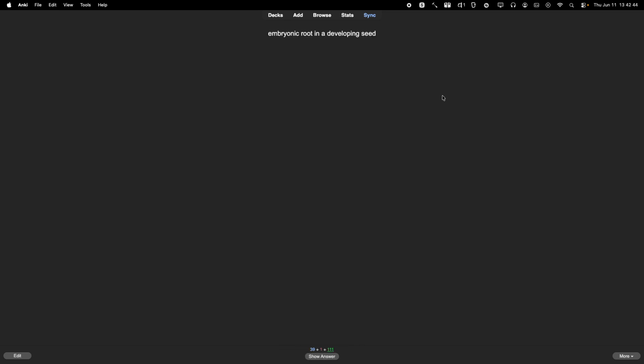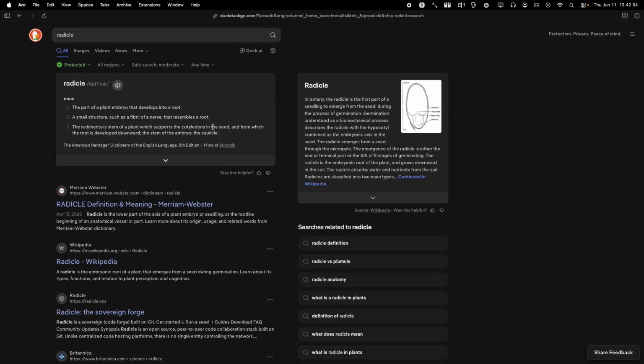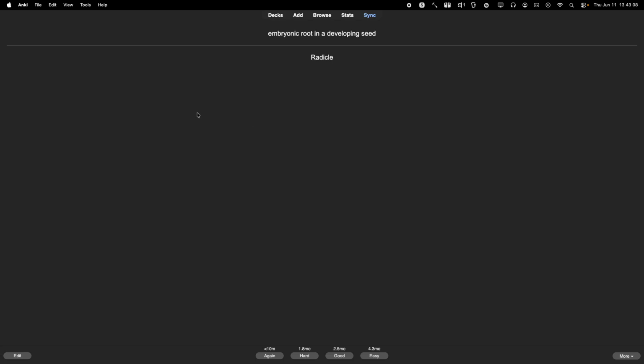Yes, okay. Embryonic developing seed. This is known as a radicle. And if you have a eudicot, the radicle is what brings it up and over, and if you have a monocot, it just goes straight down. So yeah, that's pretty interesting.